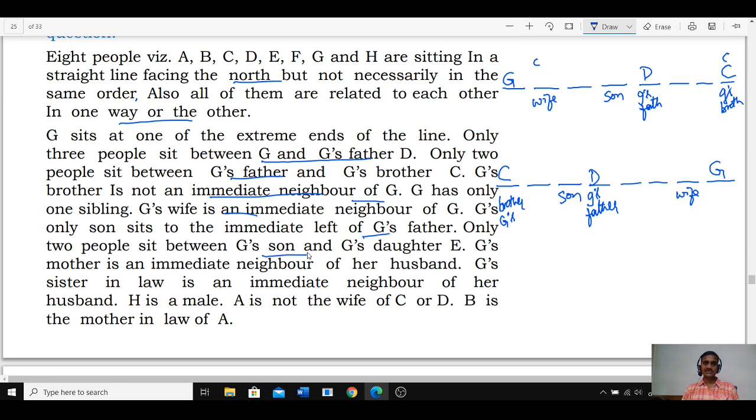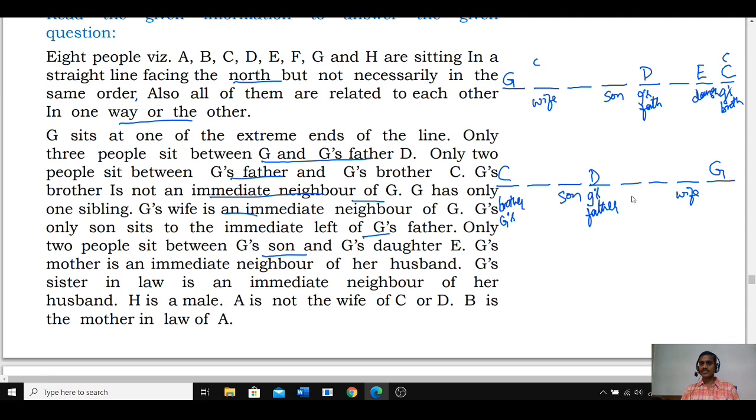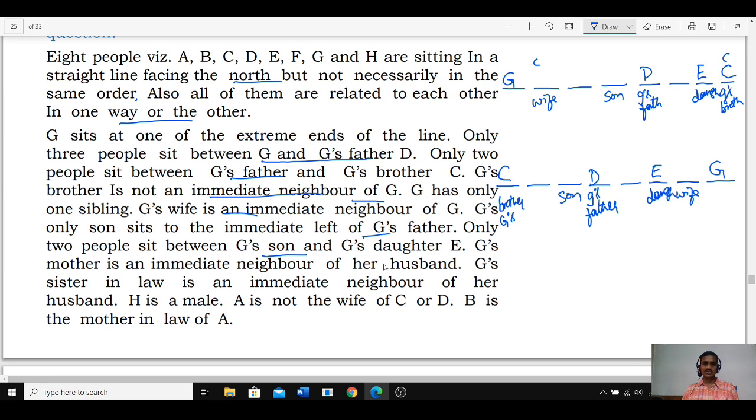Only 2 people between G's son and G's daughter E: between G's son and G's daughter E, 2 persons. 1, 2, E is here. And who is this E? E is none other than the daughter. There must be only 2 people between these 2.